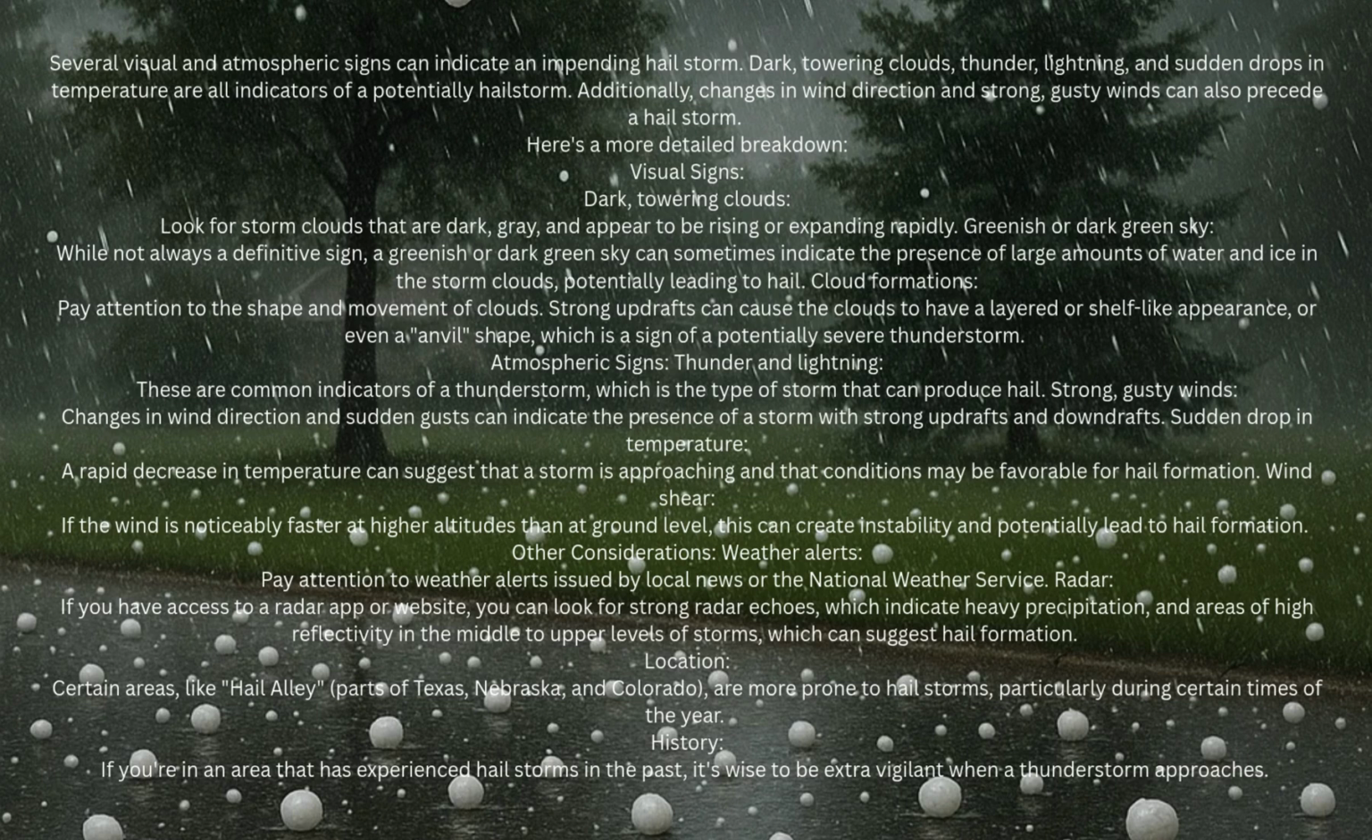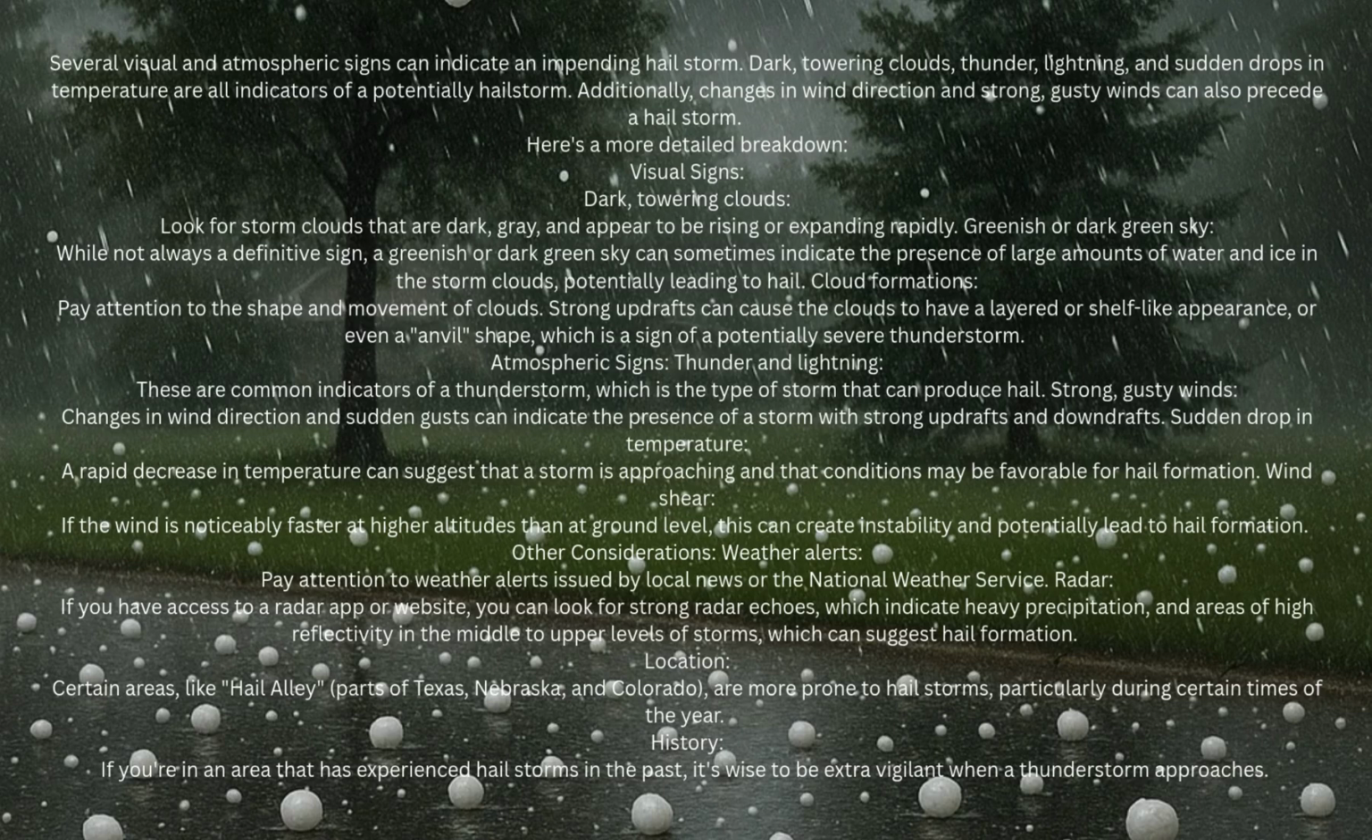Several visual and atmospheric signs can indicate an impending hail storm. Dark, towering clouds, thunder, lightning, and sudden drops in temperature are all indicators of a potential hailstorm. Additionally, changes in wind direction and strong, gusty winds can also precede a hail storm. Here's a more detailed breakdown.